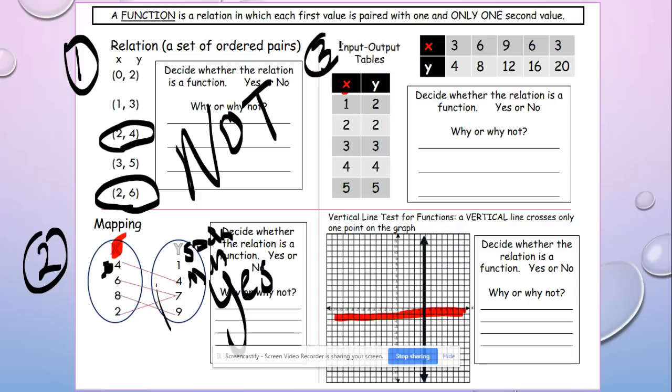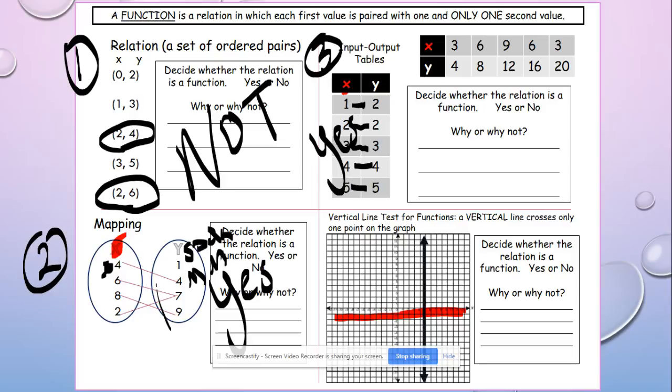Let's go over to example number 3. This is an example type that you've seen before. A table. In our input-output tables, again, the x values are the input and the y values are the output. So again, we start by looking at our inputs. One good clue is that if your inputs do not repeat, it probably is a function, because if your inputs don't repeat, they can't map to more than one output. In this case, 1 maps to 2, 2 maps to 2, 3 maps to 3, 4 maps to 4, and 5 maps to 5. So yes, this is a function.